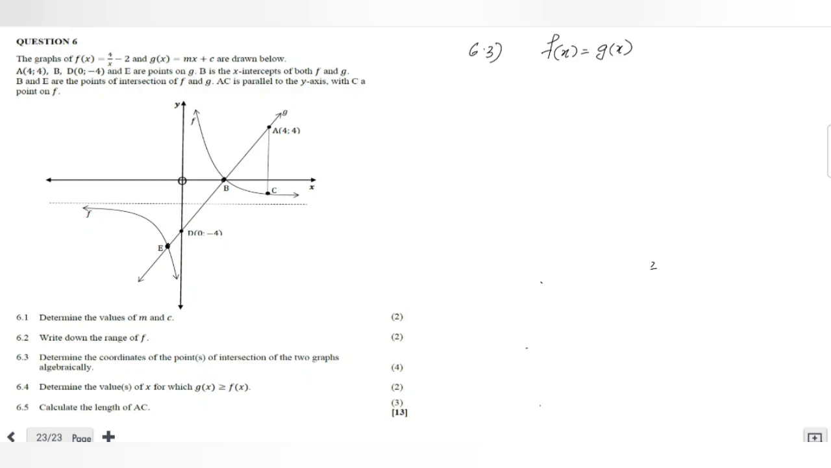If you see parabola and straight line, how do you find the points of intersection? Equate the parabolic function with the straight line equation. Okay, then solve it. Here hyperbola and straight line, just equate them. What is f of x? 4 over x minus 2 is equal to, what is g of x? 2x minus 4, isn't it? Yes. Now solve for x.